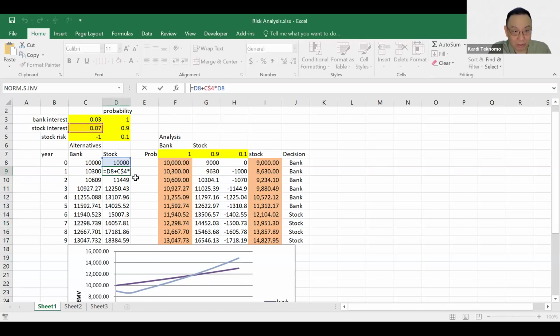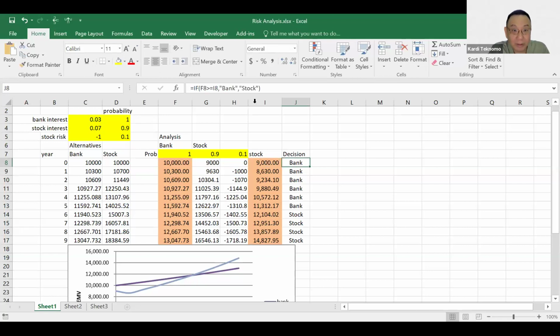But this is not correct. What you need to do is compute it with the stock interest and multiply by the probability. The same thing here: you may lose everything, so the money previously is also multiplied by the probability. With that, you can sum the two of them to get the value for the stock.